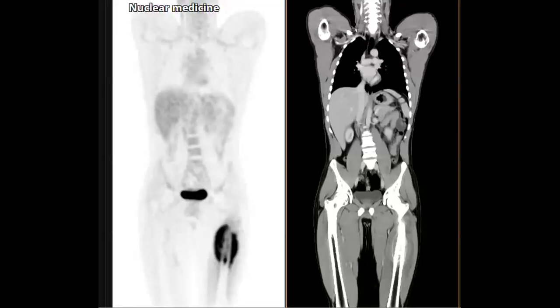So let's go for more cases. And when we mention the bone scan, let me show you one more case of FDG PET-CT for this patient who presented with pain in the thigh. Where is the abnormality and what could it be?